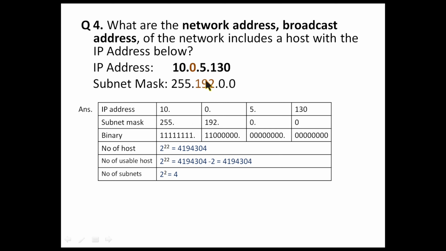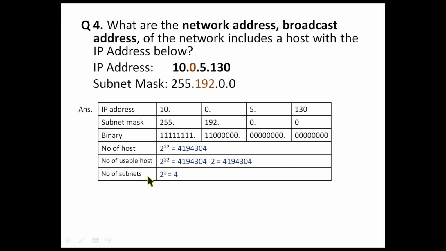We have to check the value of the subnet mask in the number in which subnetting is done. The subnetting is done in this second value, that is 192. We have to count the number of zeros in the second, third, and fourth values. So here it is 8 plus 8, 16, plus 6, equal to 22. 2 to the power 22 equals this number. The number of usable hosts means 2 to the power 22, minus 2, which means subtracting the network address and broadcast address, will be this number.